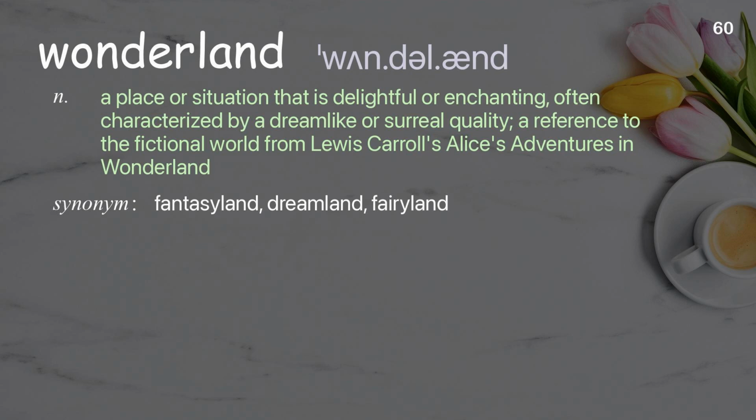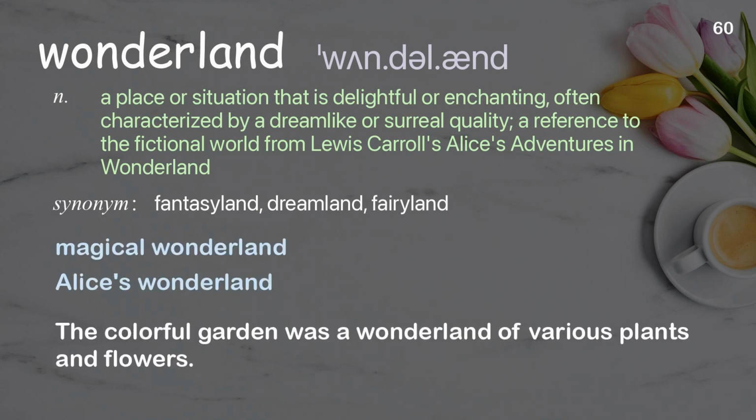Wonderland. A place or situation that is delightful or enchanting, often characterized by a dreamlike or surreal quality, a reference to the fictional world from Lewis Carroll's Alice's Adventures in Wonderland. Examples: Magical Wonderland, Alice's Wonderland. The colorful garden was a wonderland of various plants and flowers.